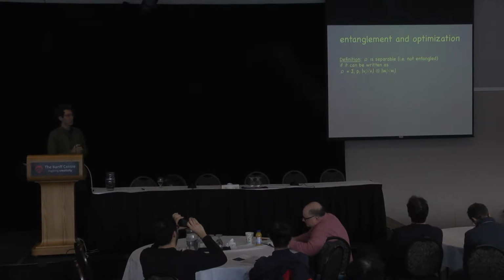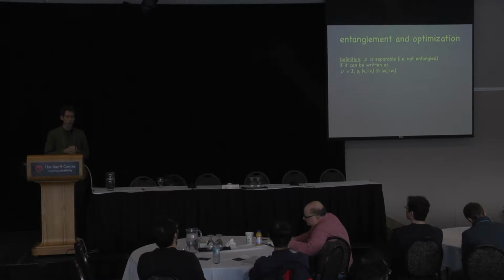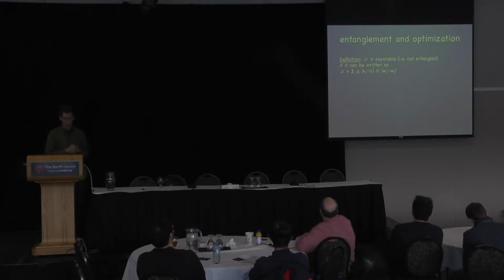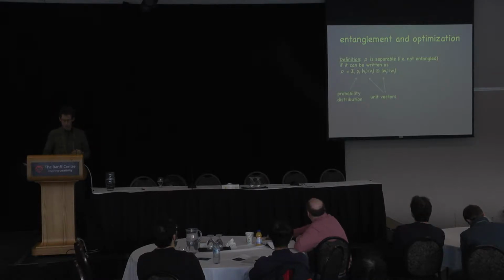Okay, so by separable states, just let me be very concrete. If you have two parties, then they can be classically correlated but not entangled. And the way we capture this is we say a state is separable if it can be written as a convex combination of product states. So this P is a probability distribution, and these V and W are unit vectors.